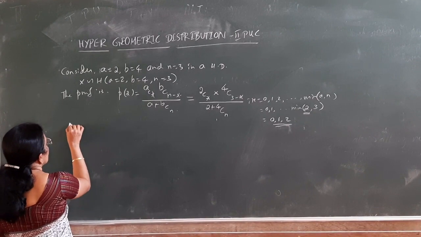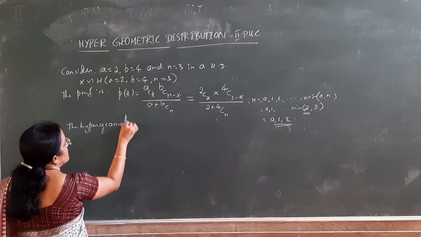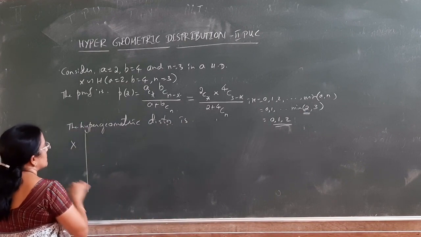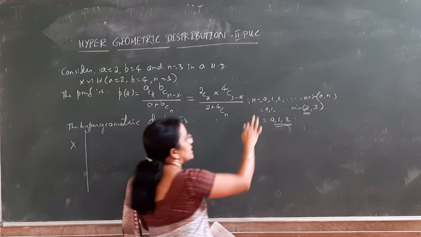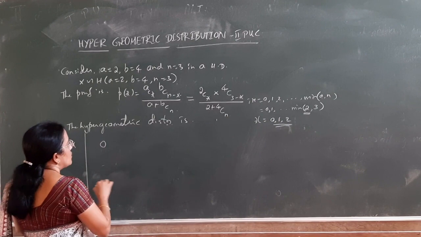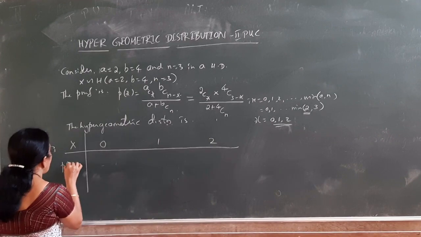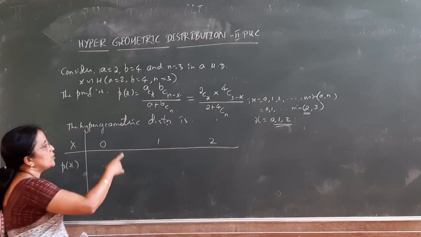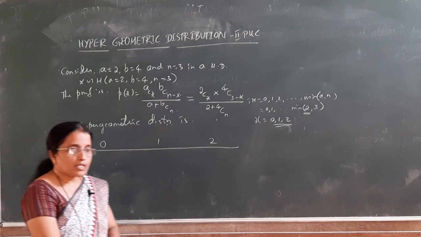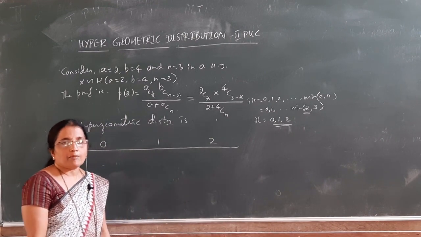So next we can write the hypergeometric distribution. Therefore the hypergeometric distribution is X. What are the values of x? Here the hypergeometric variate takes the values 0, 1 and 2. Only 3 values it will take. So write 0, 1, 2. To write the probability terms, always put the values of x in the probability mass function.